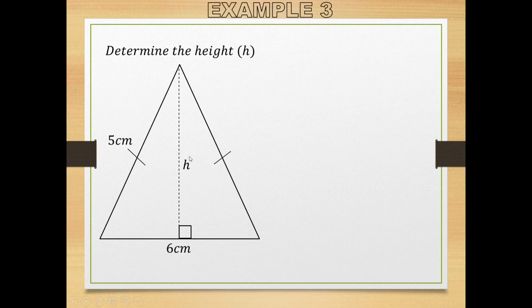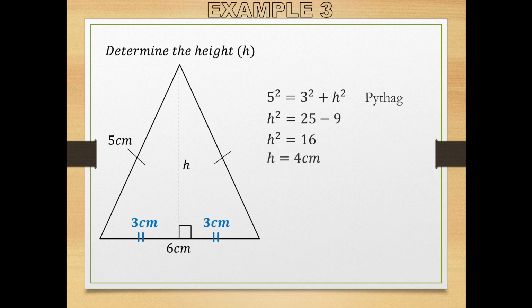So I don't have my height. I know that this one here is 5 centimeters because those two have lines on them, which means they're the same. So this here is equal to 5. This here, I don't know what that's equal to, but because it's an isosceles triangle, it's been split in half. So I know that each of those is equal to 3 centimeters. So I'm going to say hypotenuse squared, which is 5 squared, is equal to 3 squared plus height squared. Reason, Pythag. And once I work that out, I'm going to get that the height is 4 centimeters. Cool. So that's Pythag.